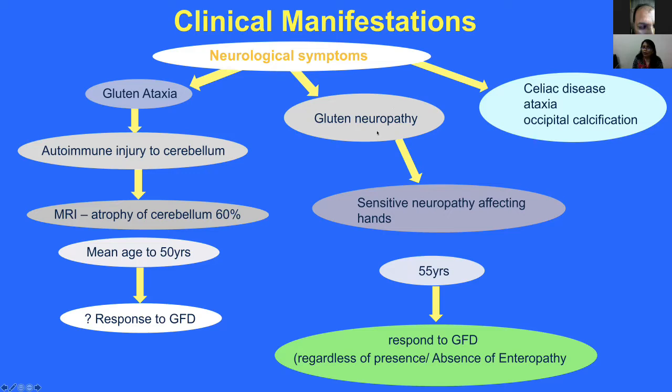Second comes gluten neuropathy. They can have sensory neuropathy affecting the hands or feet, the age is around the fifth decade, and the response to a gluten-free diet can be there regardless of the presence or absence of enteropathy in these patients. Interestingly, a syndrome has been described in which patients with celiac disease have ataxia and occipital calcification. So you can see the varied presentation with ataxia, neuropathy, and different presentations in the neuro department.